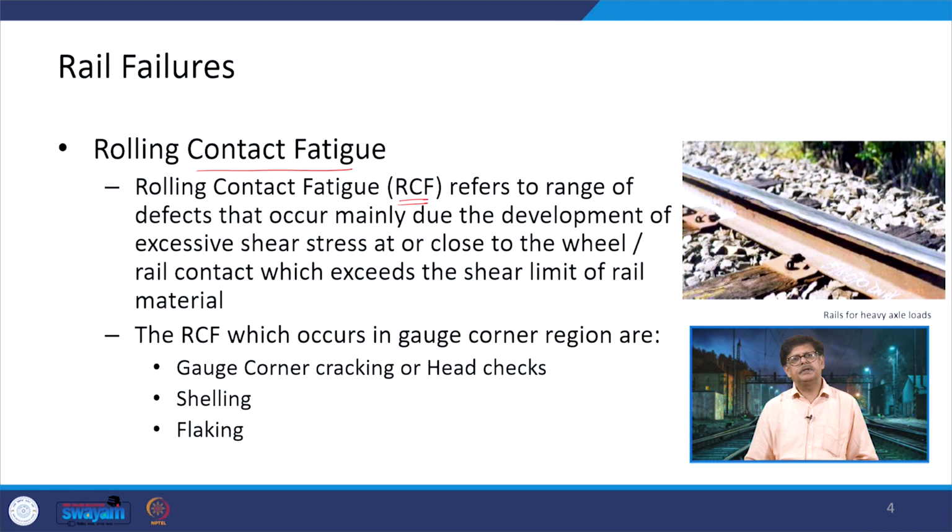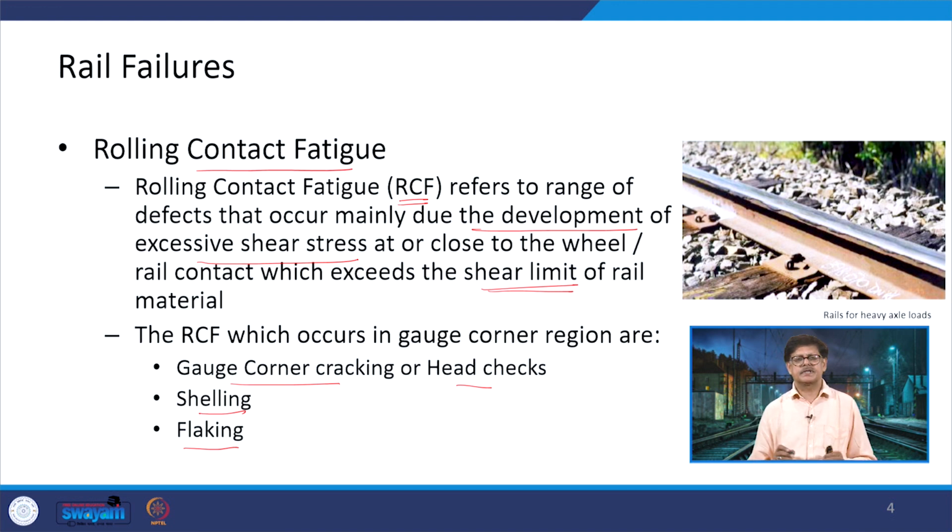And there can be different types of failures which may occur under this particular category of RCF. So, these can be like the gauge corner cracking or head checks, shelling or flaking. These are the different categories which become a part of this RCF, and they occur mainly due to the development of excessive shear stresses at or close to the wheel and the rail contact area, which exceeds the shear limit of the rail material.